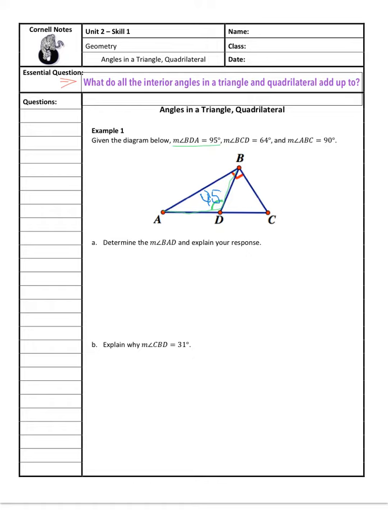If we look at the next angle, this says angle BCD is 64. So just like I did before, I'm going to follow the order of those letters. B to C to D. So this angle over here in the right-hand corner is going to be 64 degrees. And the last thing it says is that angle ABC is 90.